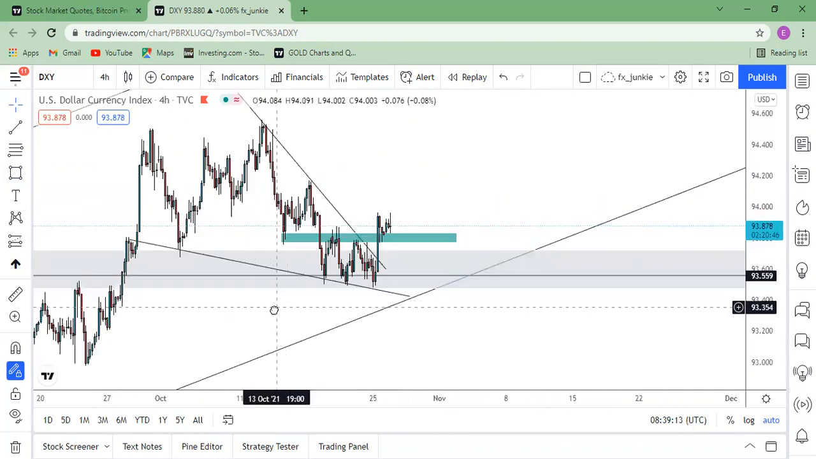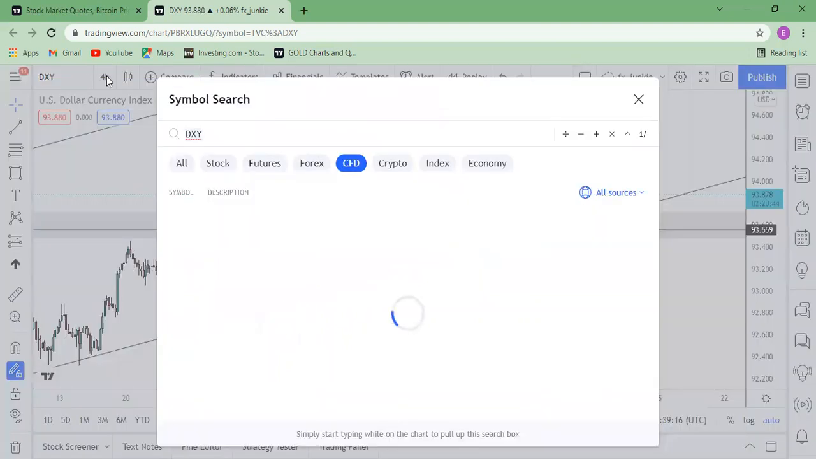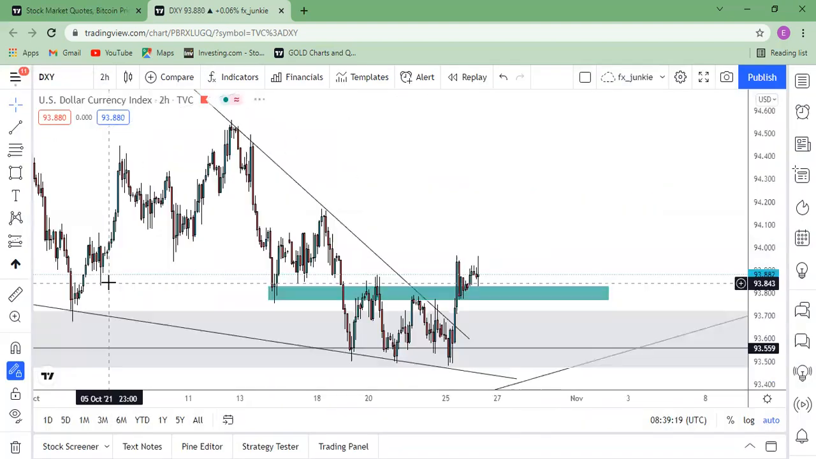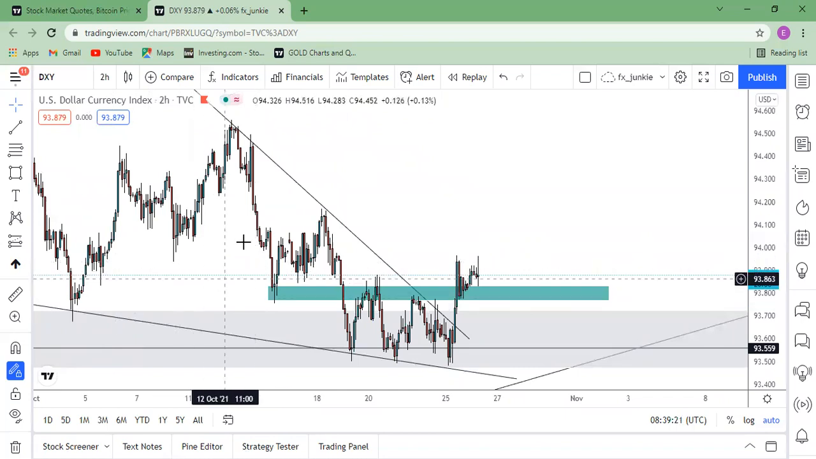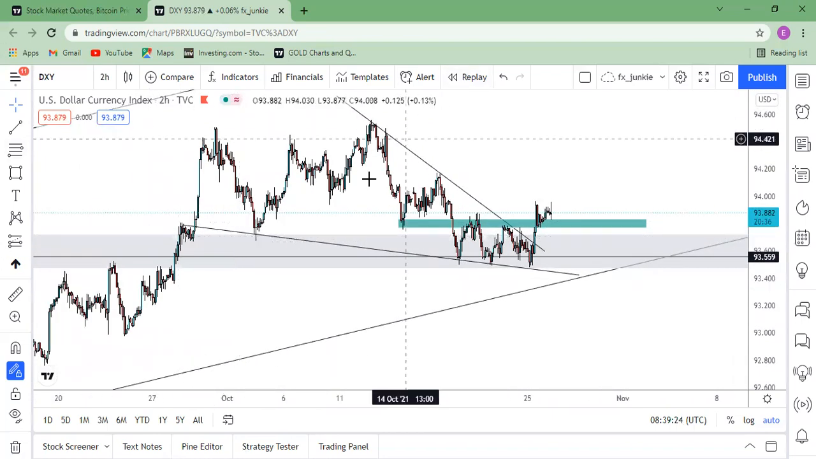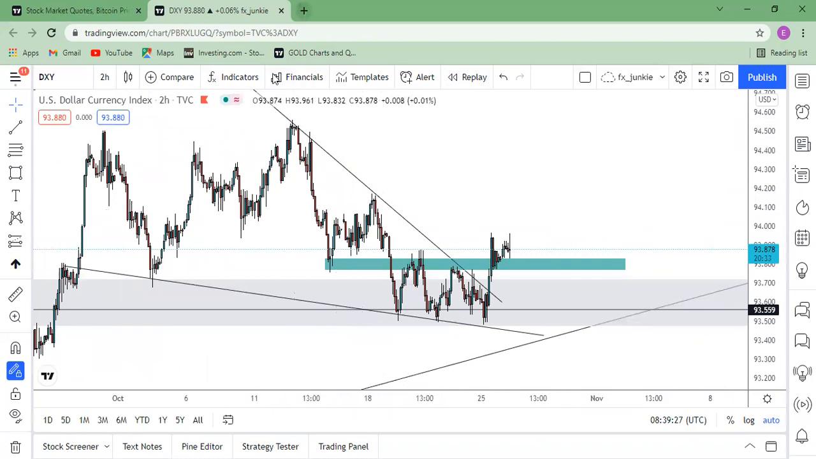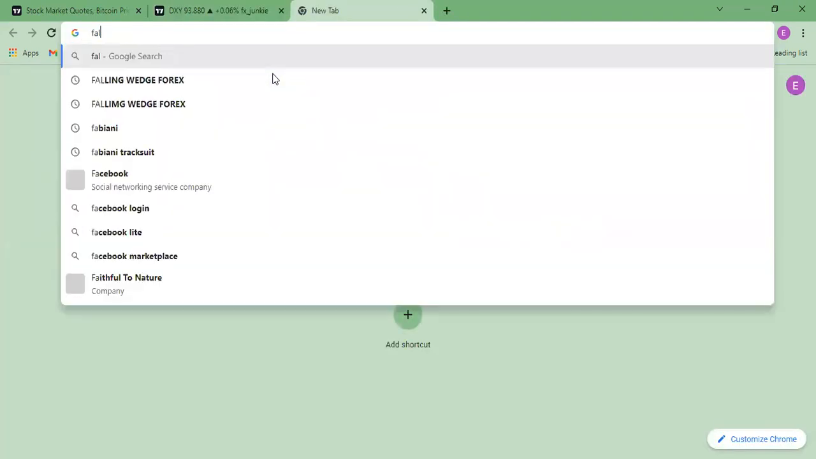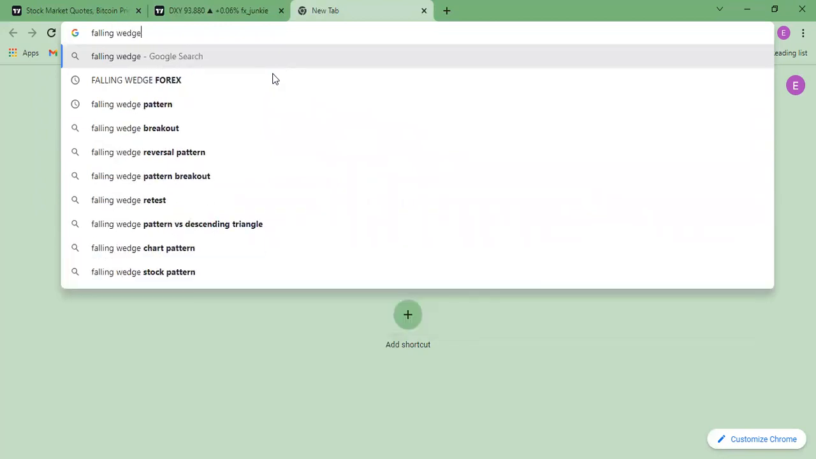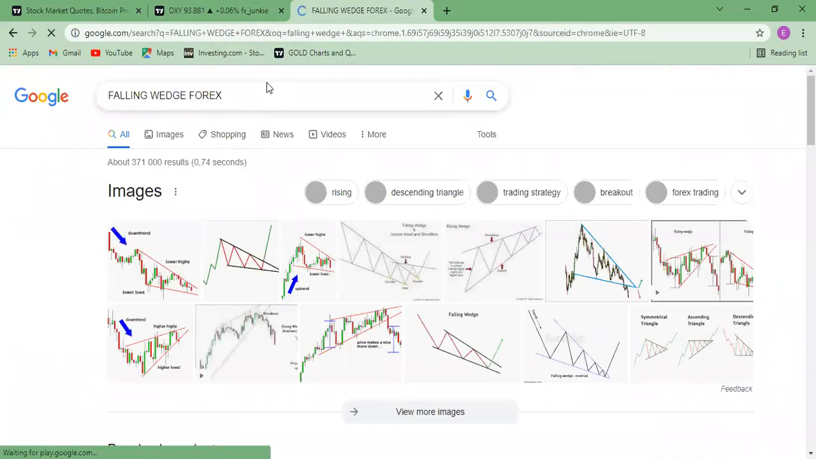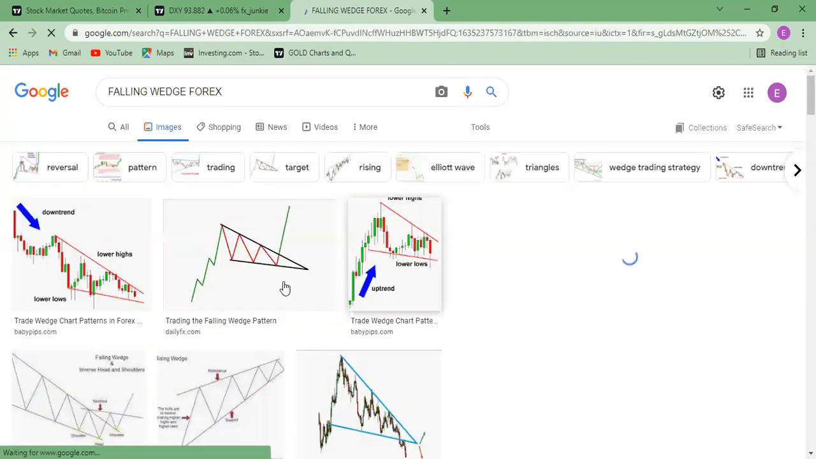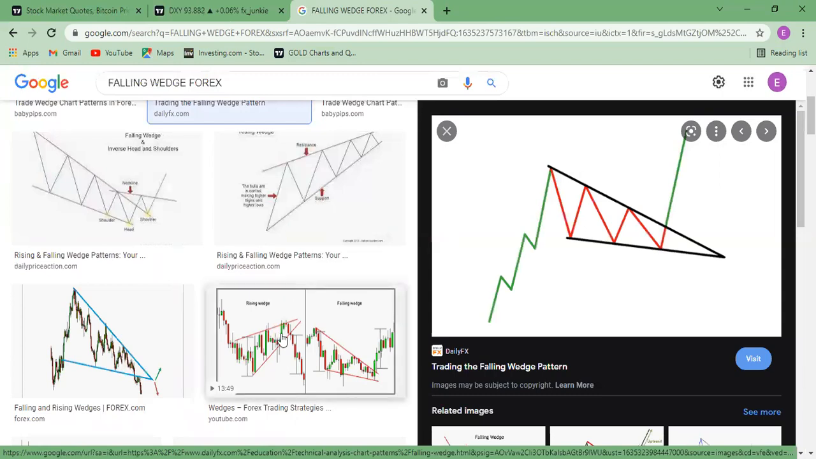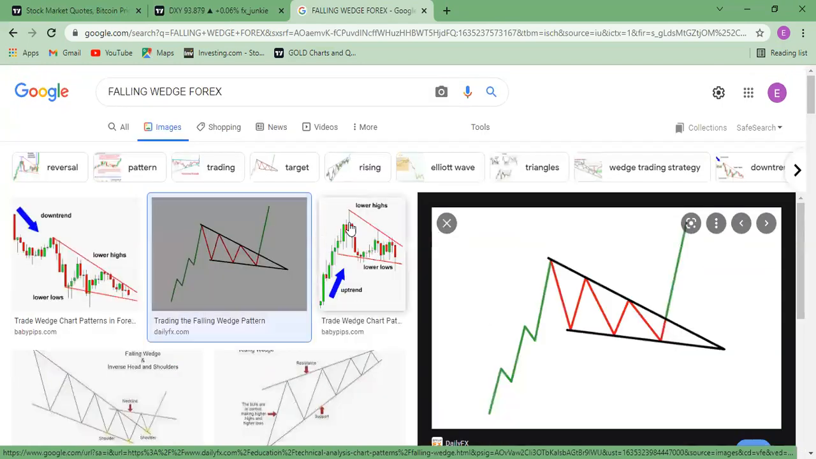From here, I'm gonna move down to my H2 time frame. So what I'm anticipating from the dollar: we all know what a falling wedge is, what are the characteristics of a falling wedge? A falling wedge is a bullish continuation pattern, right? It is a bullish continuation pattern or bullish reversal pattern. If you're coming from an uptrend, we're going to break to the upside. If you're coming from a downtrend, we're going to break to the upside. So it is a bullish continuation pattern.